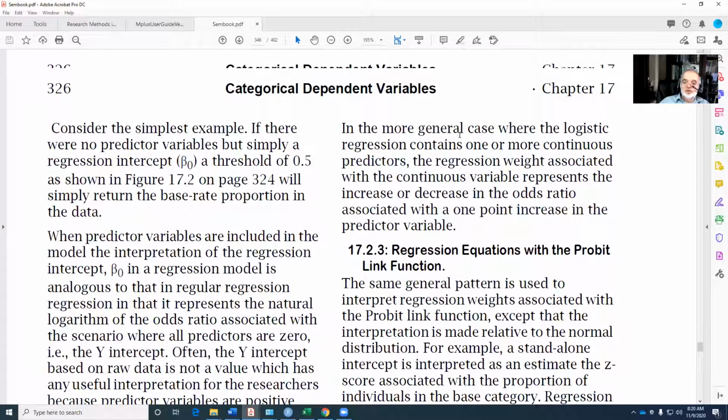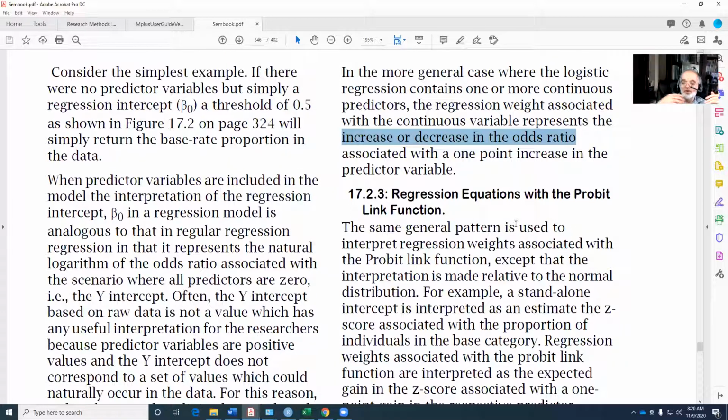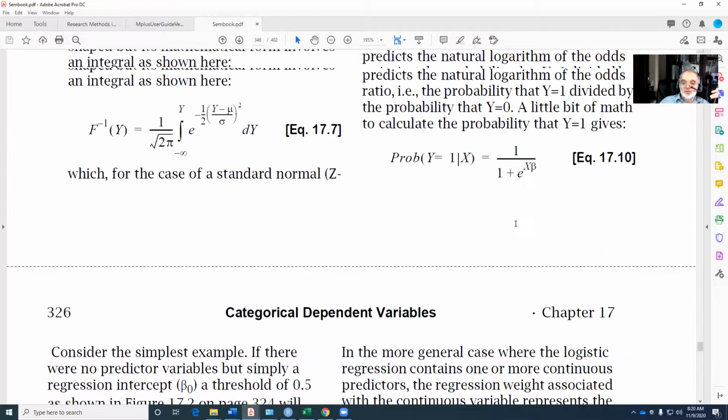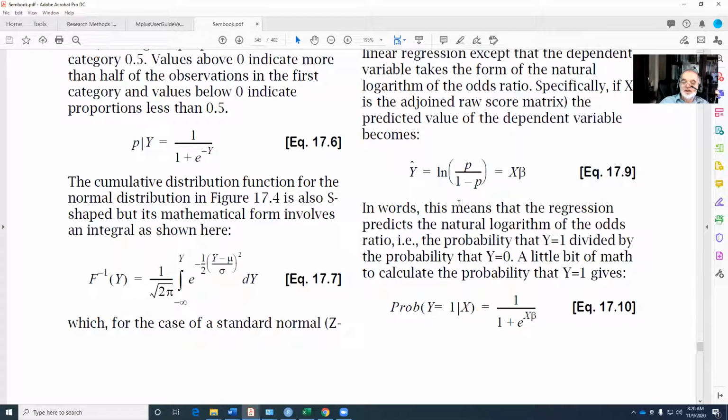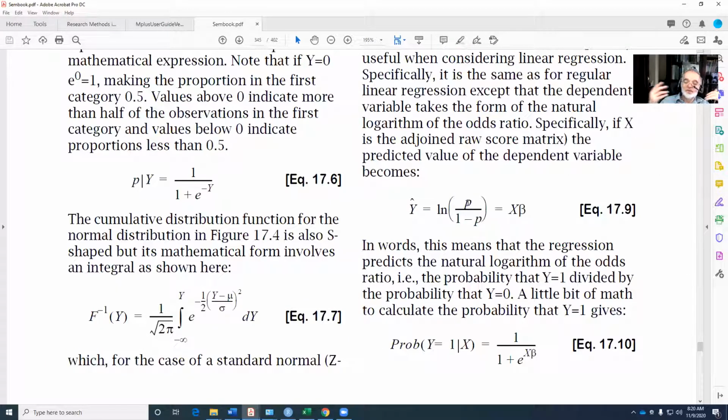And in the more general case, where you have lots of predictors, the regression weight associated with the continuum variables indicates an increase or decrease in the odds ratio. So one of the takeaways about this is that the odds ratio gets you into something that in theory could go from minus infinity to plus infinity, rather than just a 0-1 variable.